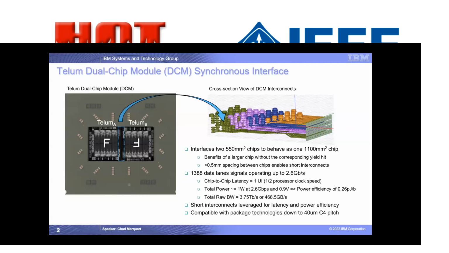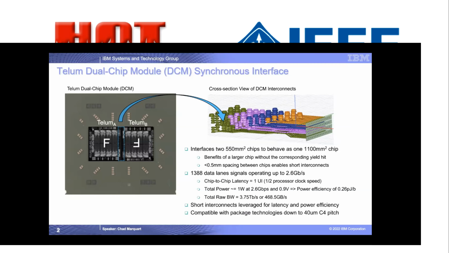Pictured on this slide is the Telum dual chip module that consists of two Telum Z16 processors that are simply rotated 180 degrees with respect to each other. The synchronous interface that bridges them is highlighted in the center: the east side of Telum processor A and the west side of Telum processor B. The goal of this interface is to bridge the two Telum processors so that two 550 millimeter squared chips effectively behave as one larger 1100 millimeter squared chip.